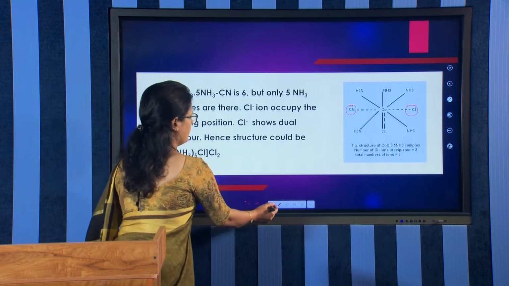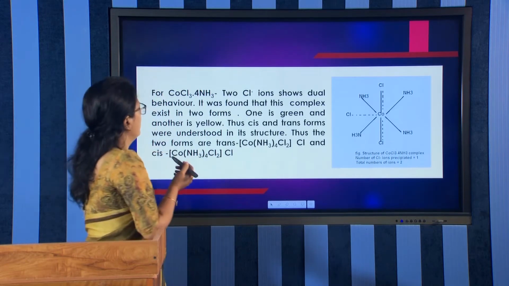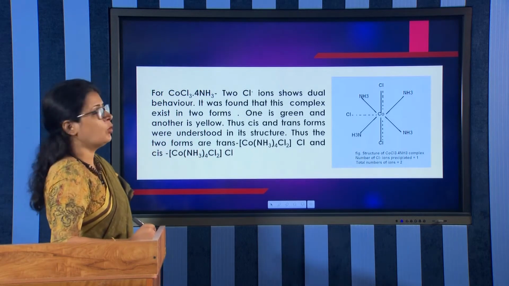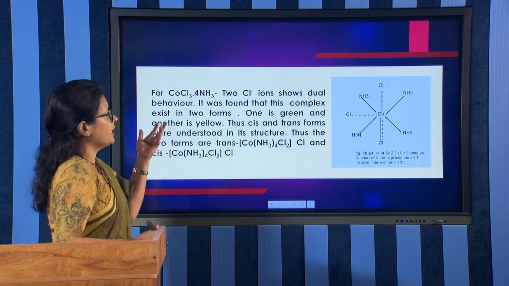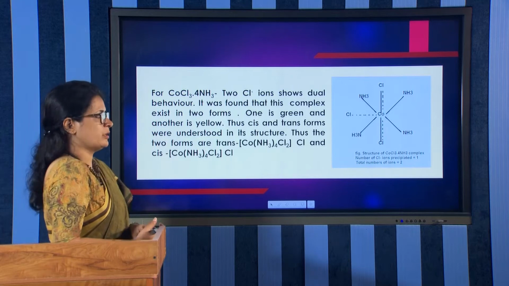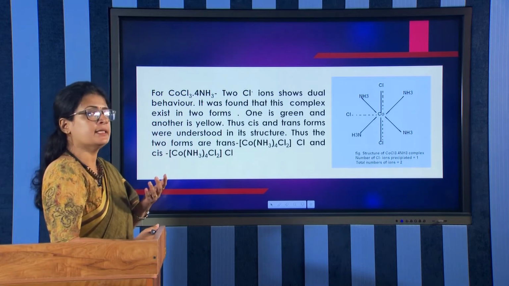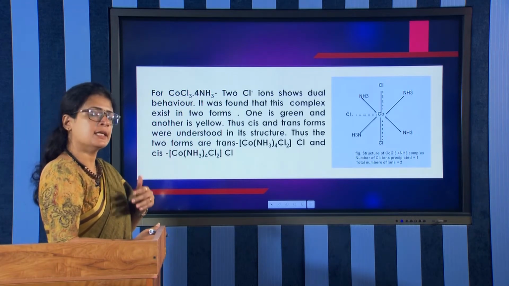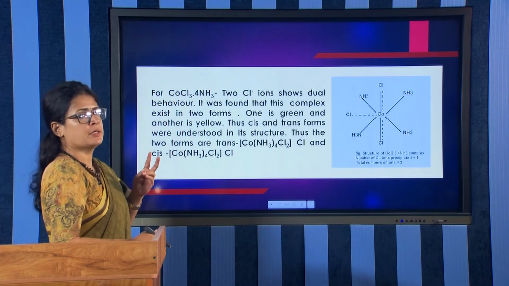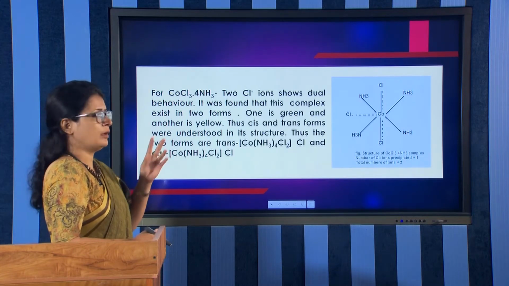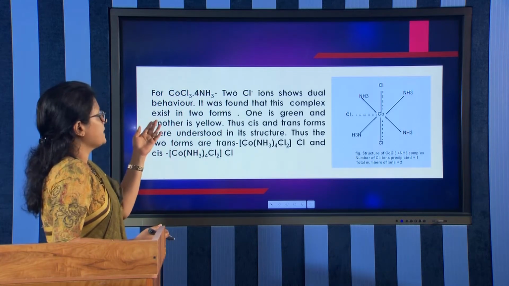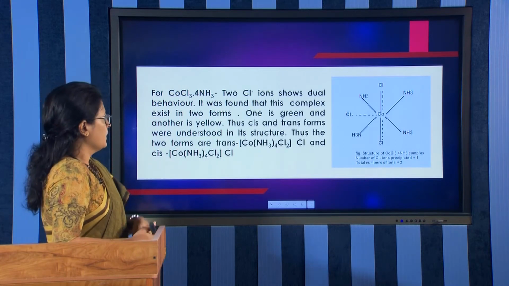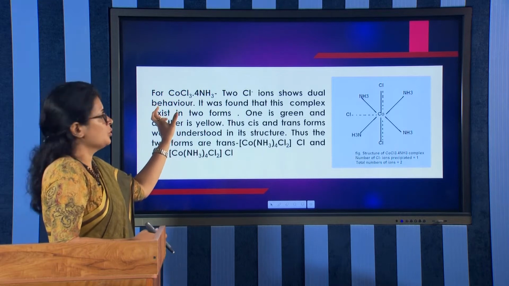And now the third complex is CoCl3 4NH3. In this complex, two Cl- ions show the dual nature, that is both as a primary valency and a secondary valency. How many chloride ions are taking the dual nature? 2 chloride ions. It was found that this complex exists in two forms. This same complex exists in two forms.